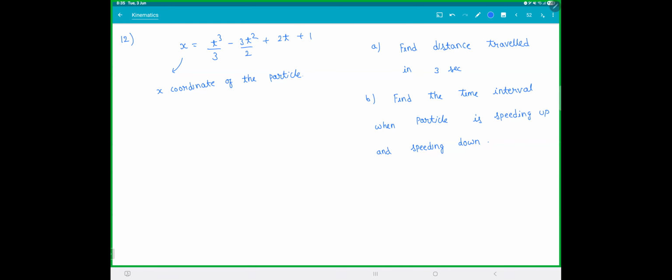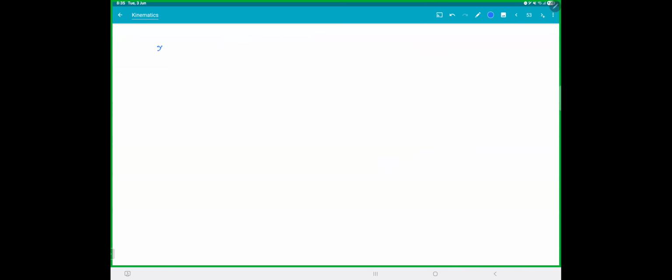Again, let's talk about a few things. Let's see how you find the distance traveled. So x is t cubed by 3 minus 3t square by 2 plus 2t plus 1. Let's differentiate it first. So velocity v will be dx by dt. T cube by 3 will become t square. T square differentiates to 2t, the 2s cancel, and you'll get minus 3t plus 2. This is your velocity as a function of time t.